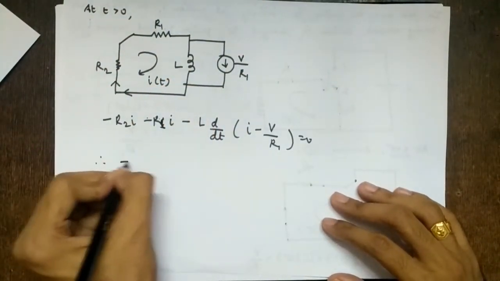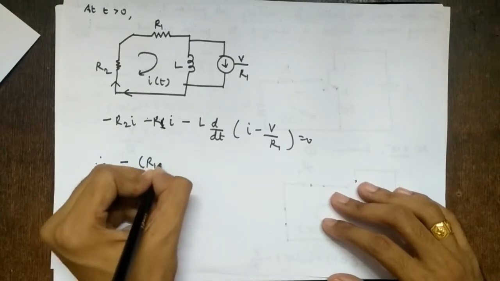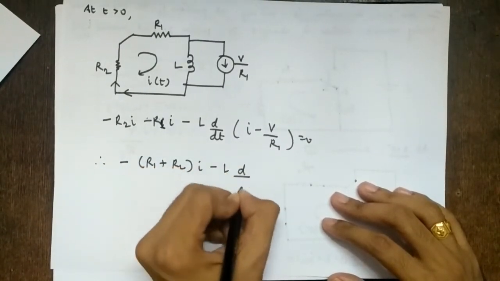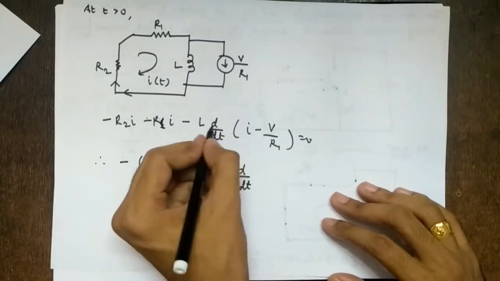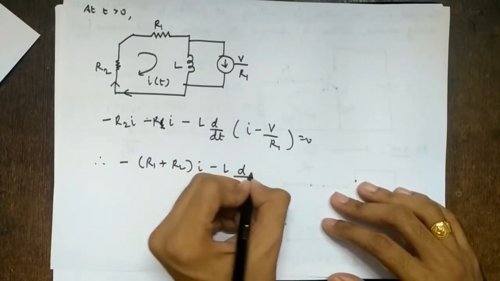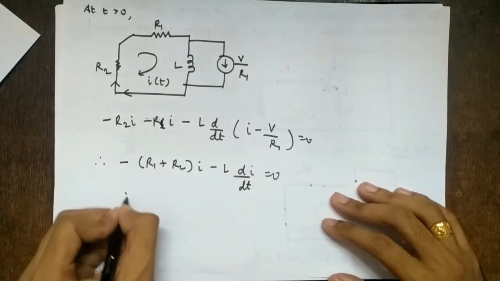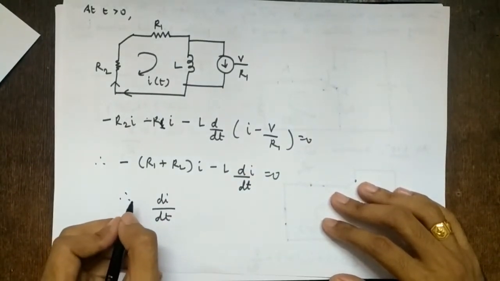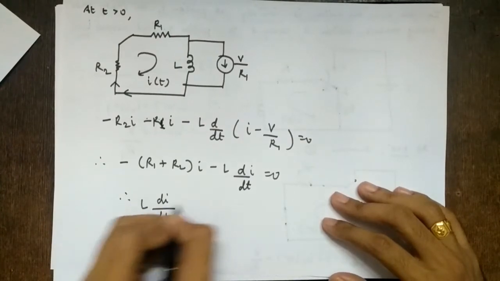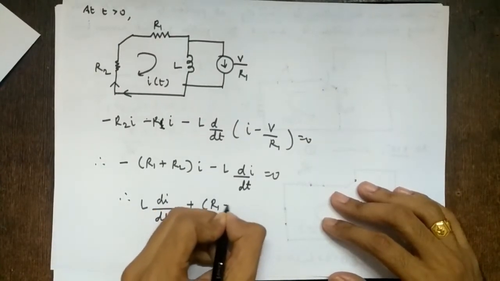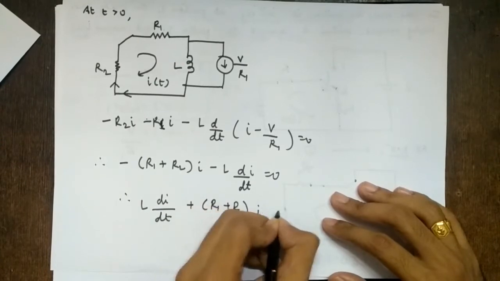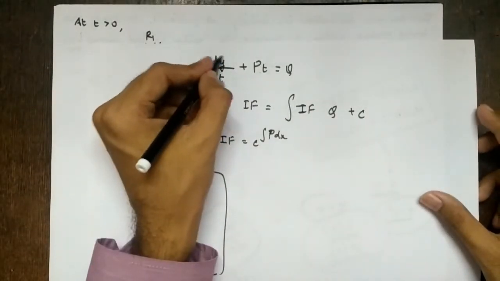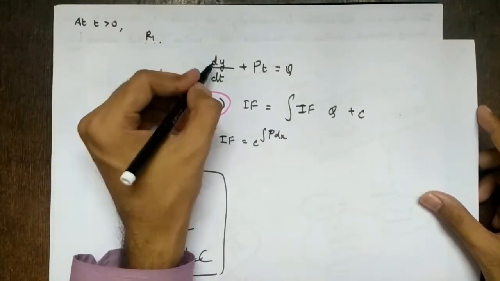So we will get minus of R1 plus R2 into I minus L d by dt of V by R1. The derivative with respect to t of this is 0, so find di by dt. Therefore, L di by dt plus R1 plus R2 times I equals 0. What is our standard form? Y is I here, right?